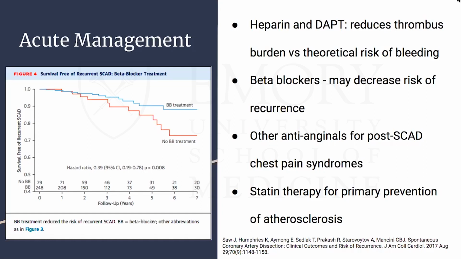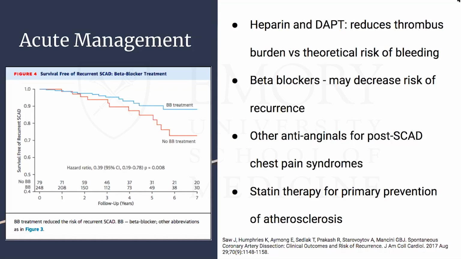Other antianginals for post-SCAD chest pain syndromes, like long-acting nitrates and calcium channel blockers, are also an important part of therapy, but don't necessarily have an impact on outcomes. In terms of statins, they are not routinely recommended for SCAD. There was some initial data suggesting potentially increased risk of recurrence with statins, but more recently, we haven't seen any impact of statin therapy on reducing rates of recurrence in SCAD. So right now, it's primarily recommended for primary prevention of atherosclerosis, but should not be used independently for SCAD itself.